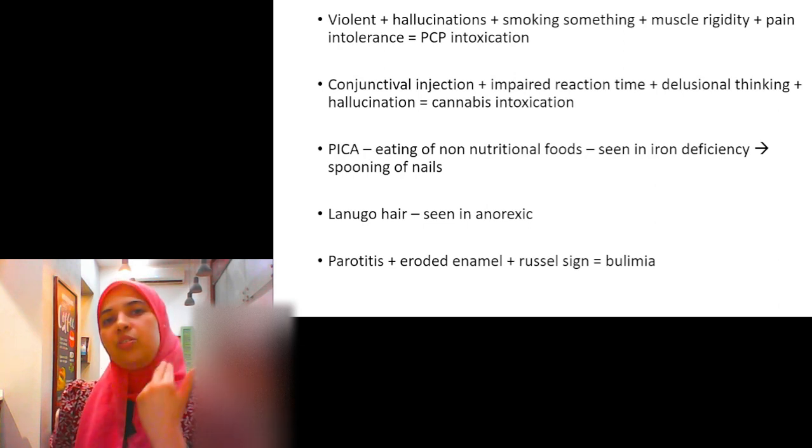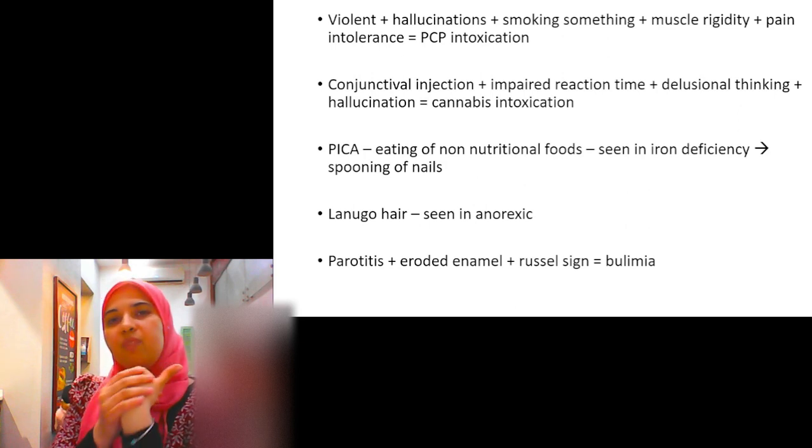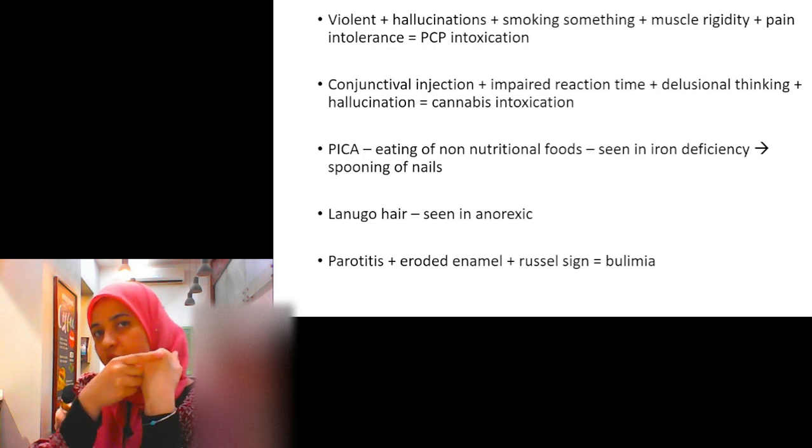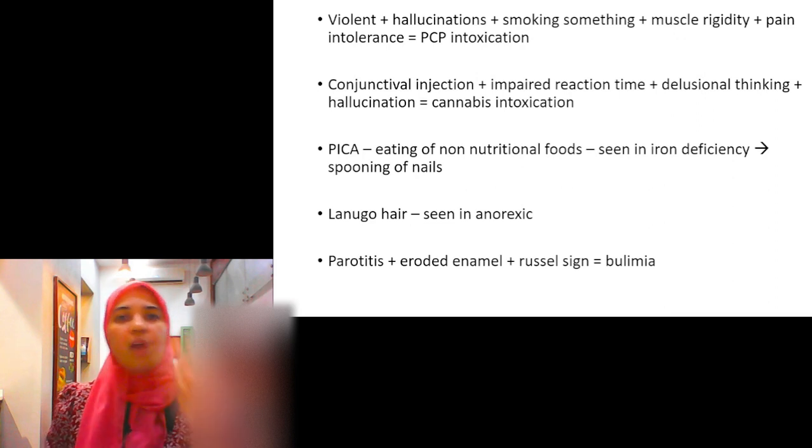And how do they induce the vomiting? They stick their fingers into their throats, and when they hit their gag reflex, they're going to injure here. So you're going to get calluses on the back of their hand. We call that Russell sign. And then that vomit is going to irritate the parotid glands. They're going to be enlarged. So you're going to get parotitis.